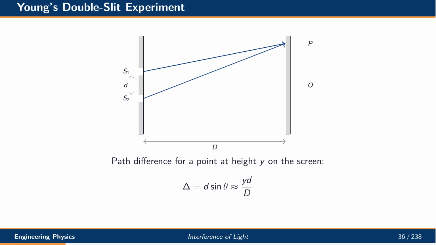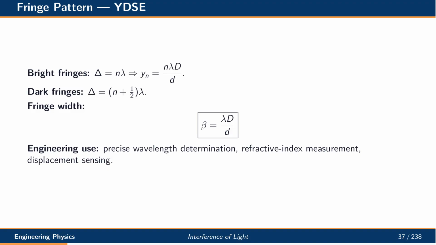For a point at height y on the screen, the path difference between the two waves is approximately the slit separation times y divided by the distance to the screen. This geometric relation directs bright fringes appear where the path difference is an integer multiple of the wavelength. Dark fringes appear where the path difference is a half integer multiple.